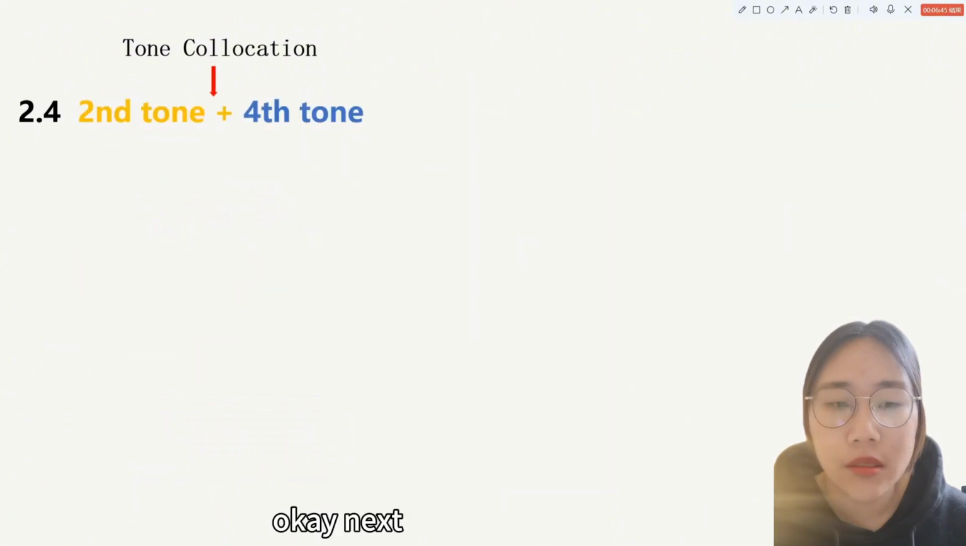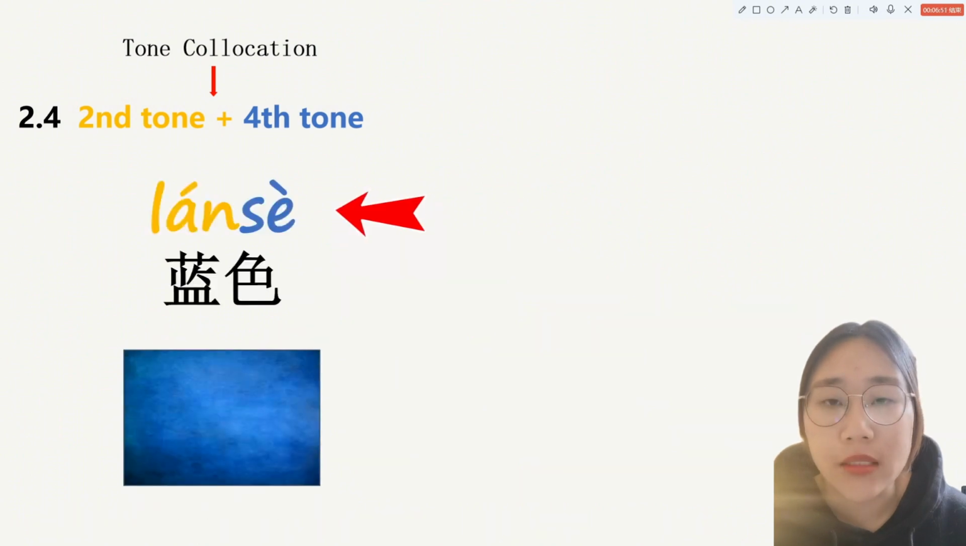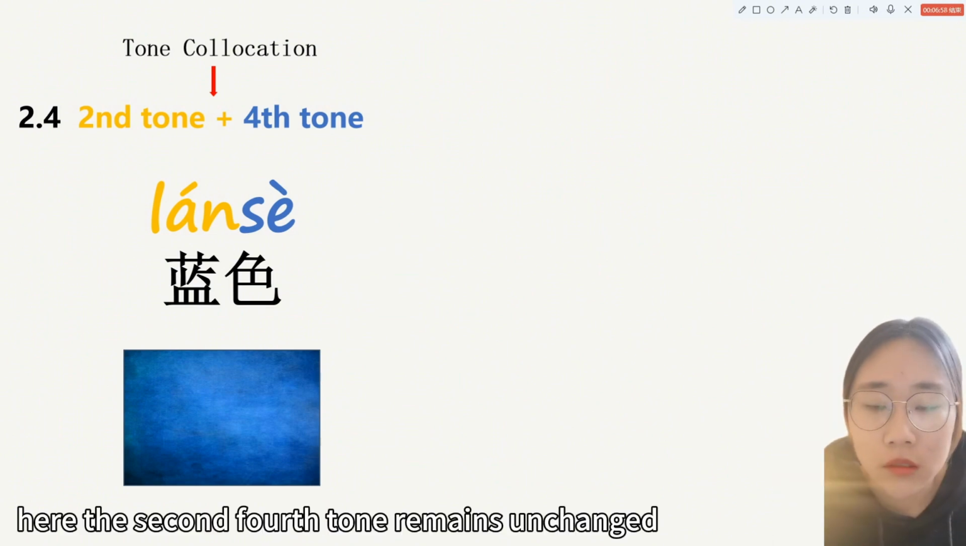Okay, next, let's say the second tone plus the fourth tone. 蓝色, 蓝色, it means blue. Here, the second fourth tone remains unchanged.